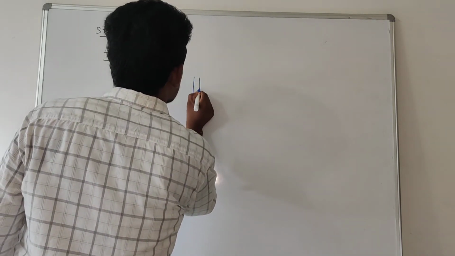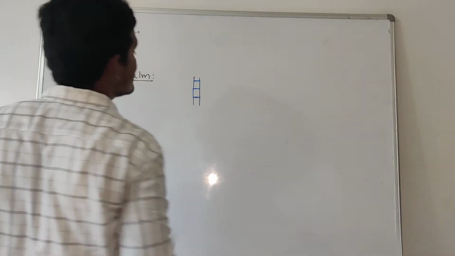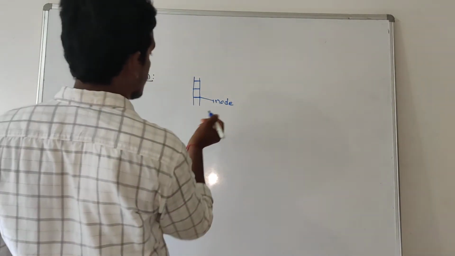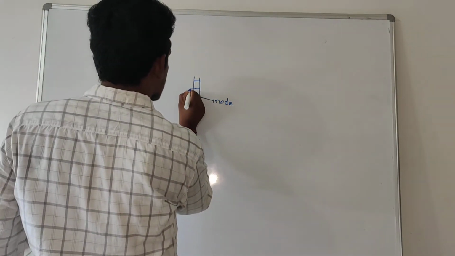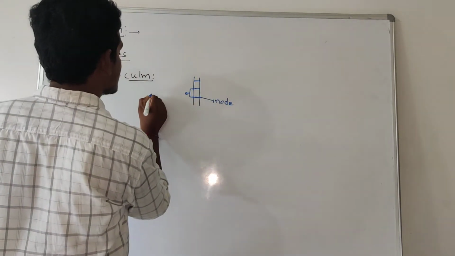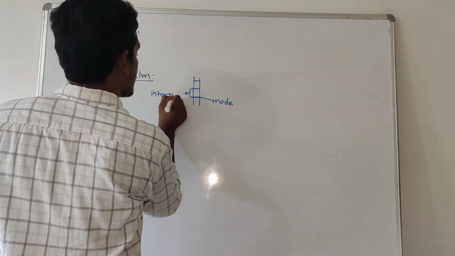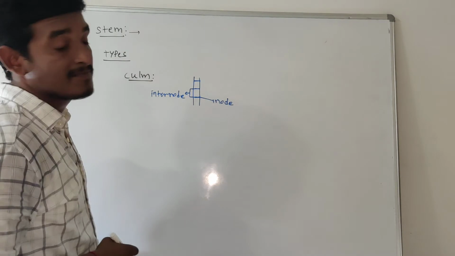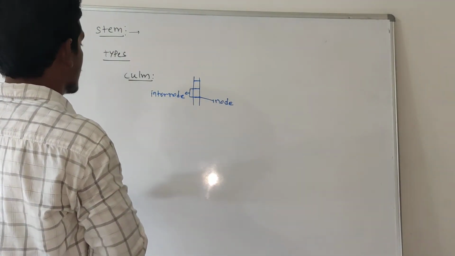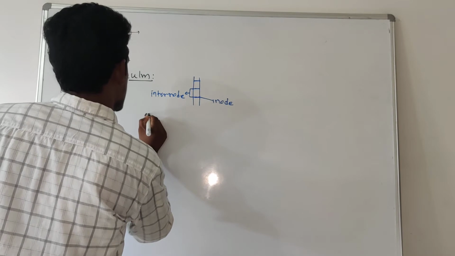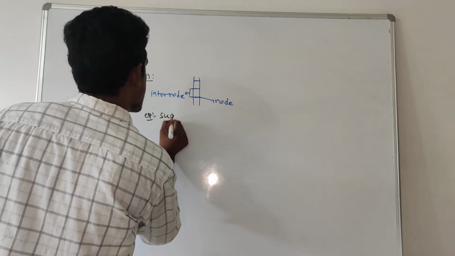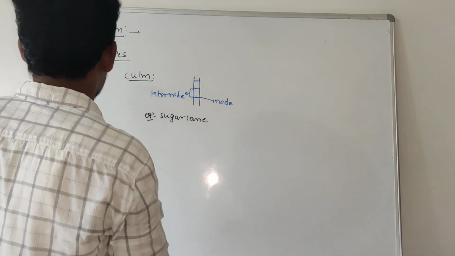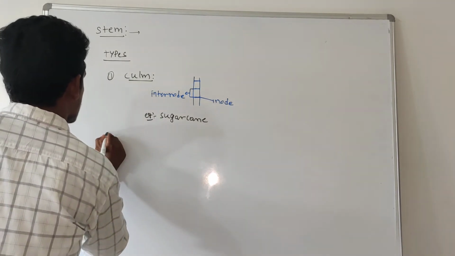Here it has nodes, and the space between them we call an internode. What is a node? The portion where the leaves originate we call a node. The space between two nodes we call an internode, right? This type of stem we call a culm. An example for this is sugar cane.